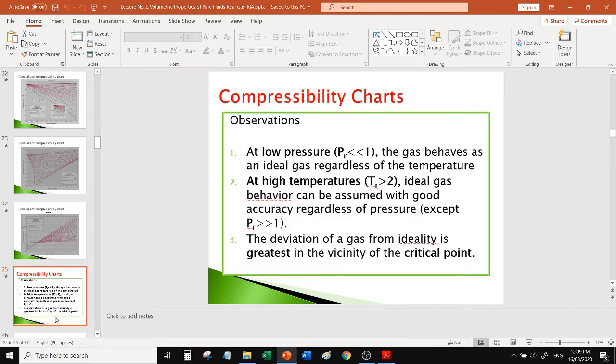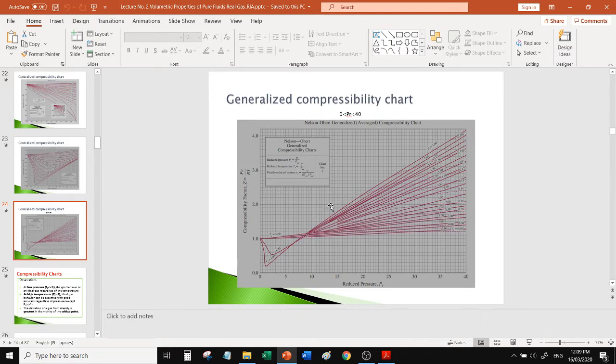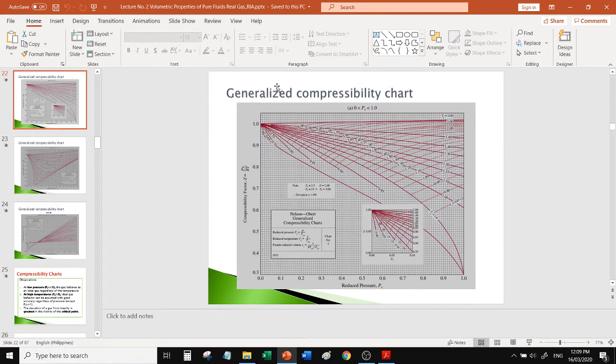The next observation is at high temperatures, meaning the TR is greater than 2. Ideal gas behavior can be assumed with good accuracy regardless of the pressure. So, when the TR is greater than 2, it still behaves like an ideal gas regardless of the pressure, except when the pressure is greater than 1. Okay, let's see. Where are the TRs greater than 2? Okay, TR greater than 2 here in our compressibility chart. Here they are. So, this is the line. So, let me zoom in first.